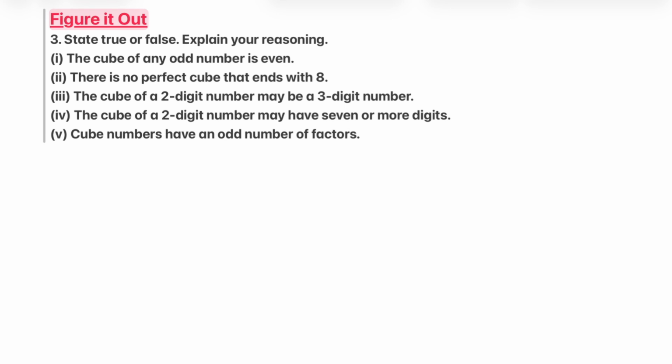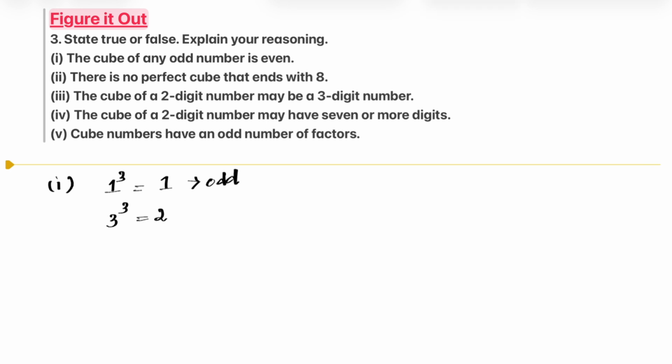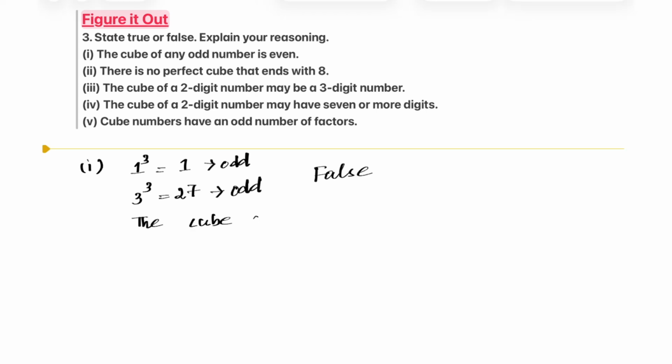In this question, we will state whether the statements are true or false. The first statement is the cube of any odd number is even. Let us take some examples and find out. Cube of 1 is 1 and it's odd. Cube of 3 is 27. This is also odd. So this statement is false. The correct statement is cube of any odd number is always odd.